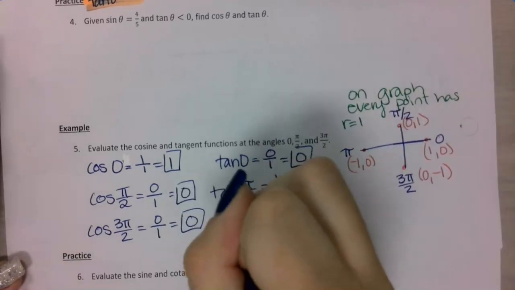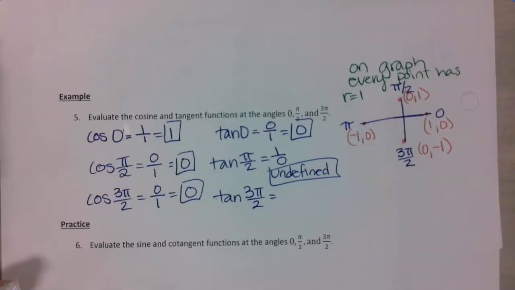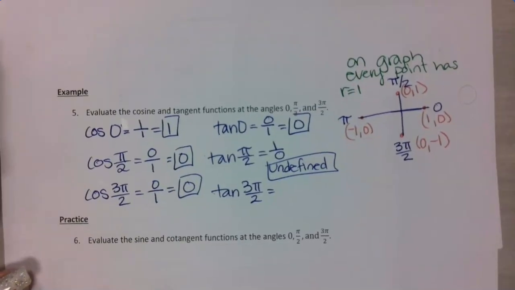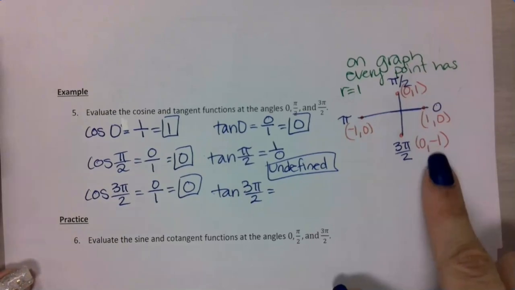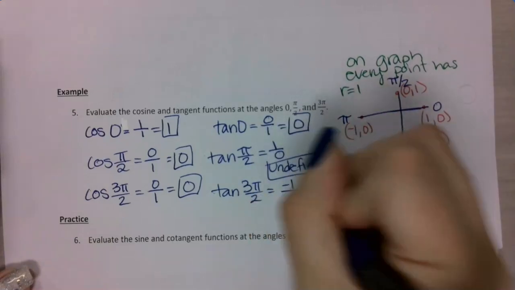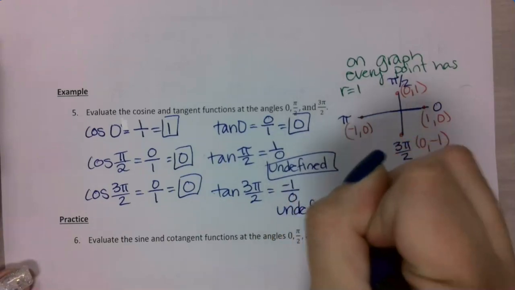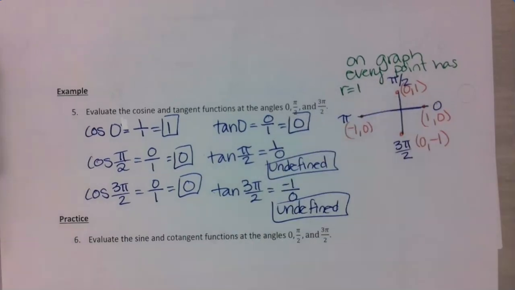And then I'm going to do the same thing for tangent 3 pi halves. So what's my y value here? Well, I want to write the fraction first. -1, and then my x value. And then this is undefined. So these ones are actually using the formulas on the front whenever I'm on the exact, when I'm on an axis.